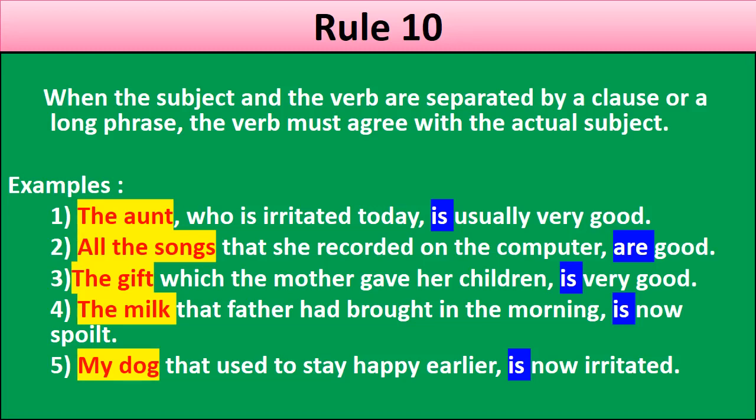My dog that used to stay happy earlier is now irritated. So my dog, noun, that is the subject, is singular. That's why we have provided a singular verb, is.